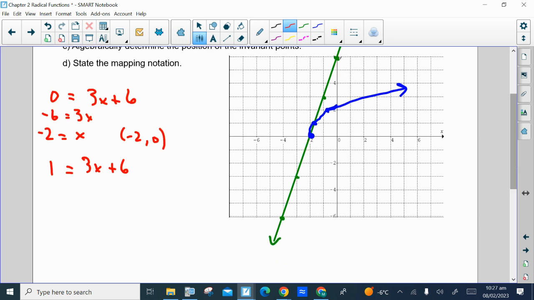But we also have an invariant point where y equals 1. So if we solve the linear equation when y equals 1 by subtracting the 6 from both sides and then dividing by 3, we get x equals negative 5/3. That is the point negative 5/3 comma 1. So we could see on the graph where that was, but we didn't know what the x value was there until now.